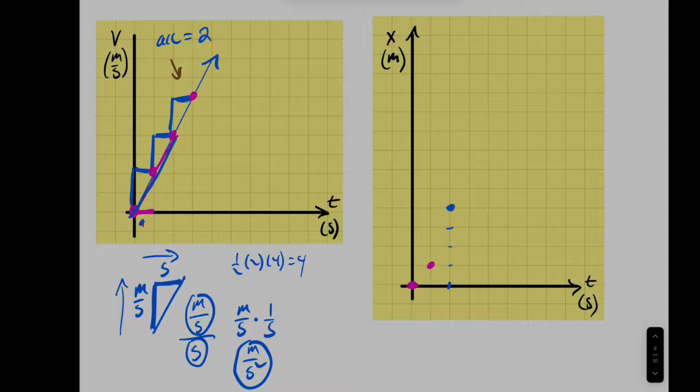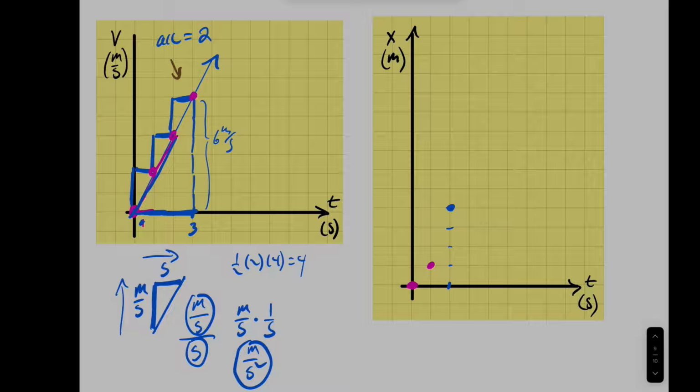Okay, now let's do 3 seconds. So when we go 3 seconds, here we go, 1 second, 2 seconds, 3 seconds. That's 3 seconds right there. If we count this up, 1, 2, 3, 4, 5, 6. Okay, that makes sense. Our velocity is increasing by 2 every second. So at 3 seconds, this vertical line would represent my velocity, which is 6, and it would be meters per second.